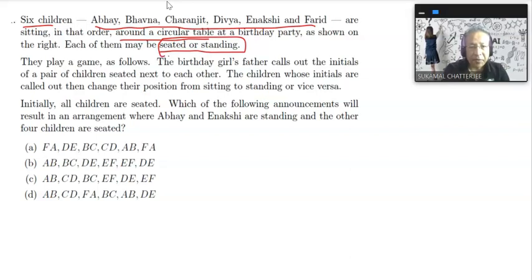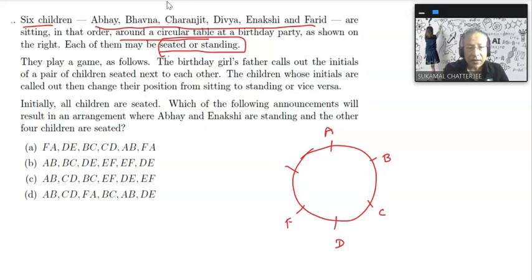So this is very important. They are seated in order: 1, 2, 3, 4, 5, 6. So let's take it as A, B, C, D, E, F.